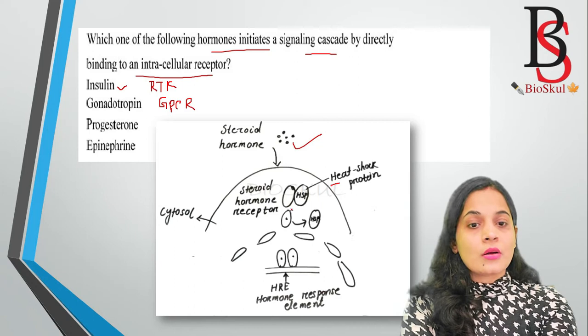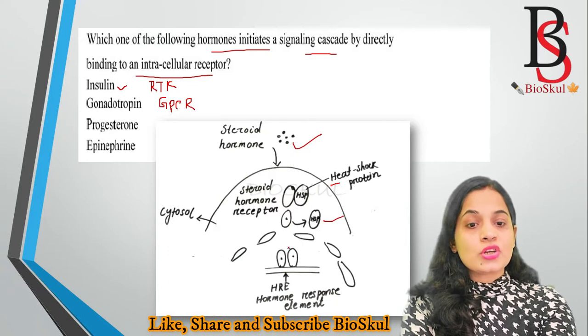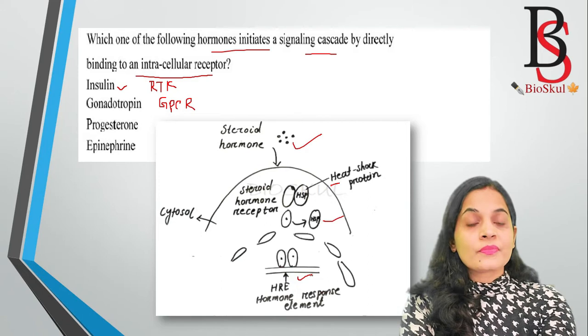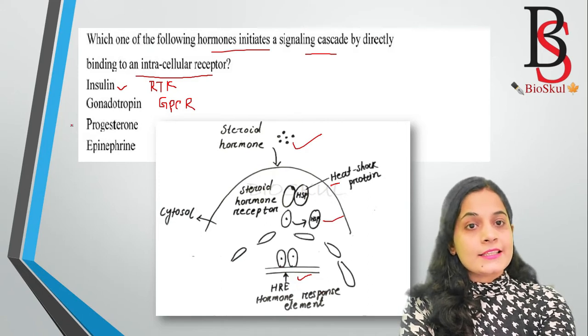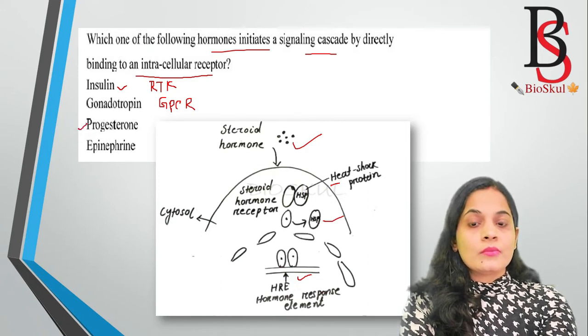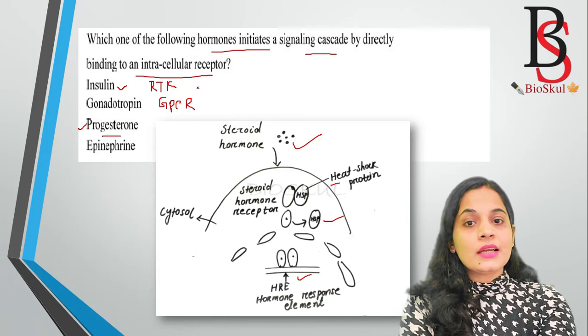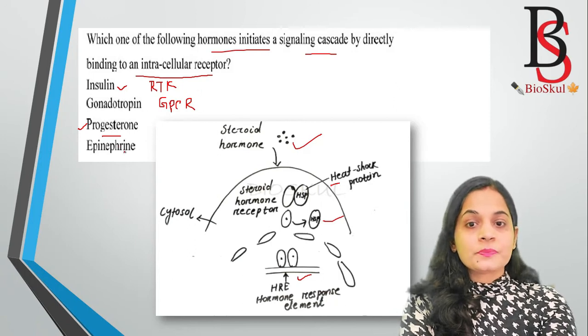When the hormone binds to the receptor, the heat shock protein gets released. Then the hormone with the receptor, as a homodimer, binds to the hormone response element, that is HRE. So it is the correct answer. Progesterone, like all the steroid hormones, has an intracellular receptor.